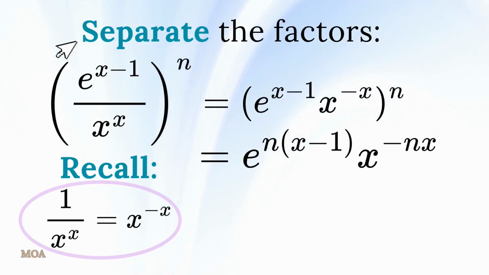Then, separate the factors, namely, the exponential of the quantity (x minus 1) divided by x^x, all raised to the power n, equals the exponential of the quantity (x minus 1) times x^(-x), all raised to the power n. Applying the exponent rules, this expression becomes the exponential of n times the quantity (x minus 1) times x^(-nx).